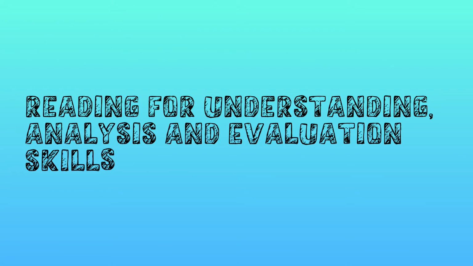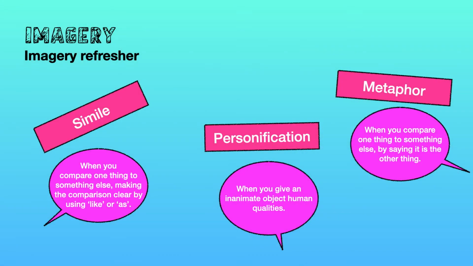Let's move on then to reading for understanding, analysis and evaluation. I know you might have already completed the Desmos activity, but again, just a little refresher about imagery. A simile is when you compare one thing to something else, making the comparison clear using like or as. Personification is when you give an inanimate object human qualities. And metaphor is when you compare one thing to something else by saying it is the other thing. And remember, when you analyse imagery, you start by explaining what it literally means, and then your second bullet point would be what the writer actually meant.